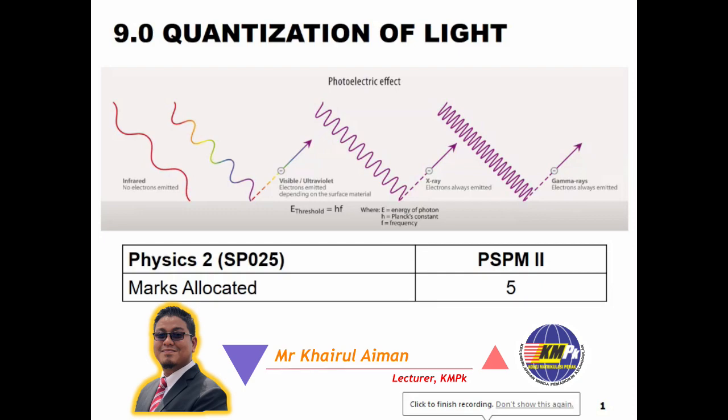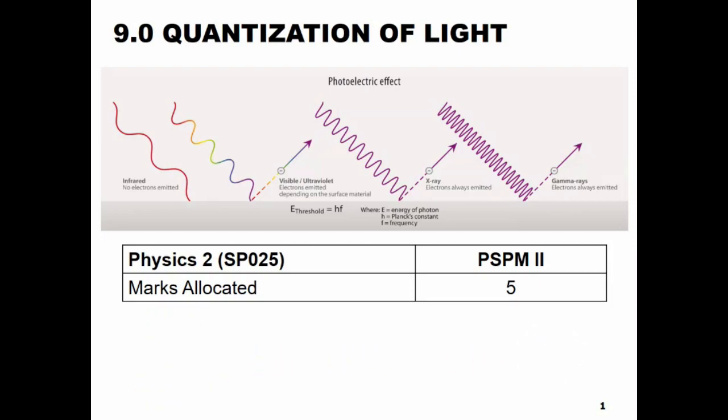Assalamualaikum and hi everyone. In this lesson, we will learn about quantization of light. This chapter is actually the opening of one great revolution in science that shook the whole world in the early part of the 20th century, where classical physics, known as Newtonian physics, is distinguished from modern physics.